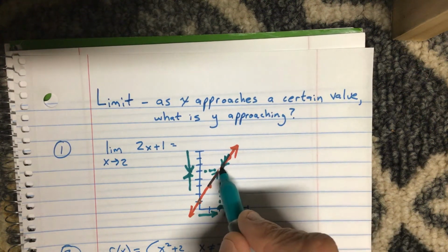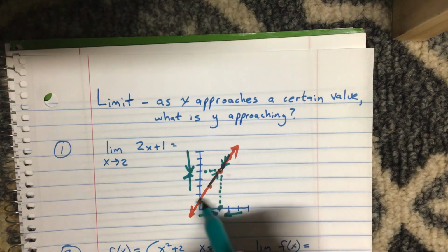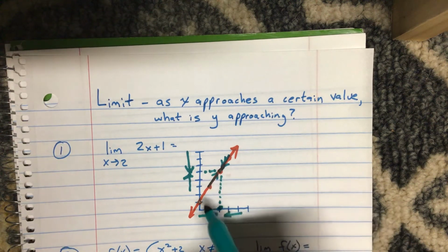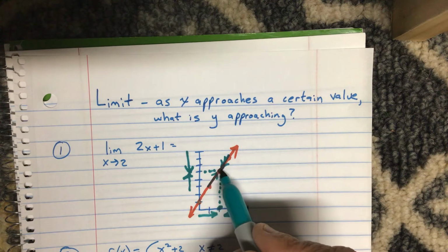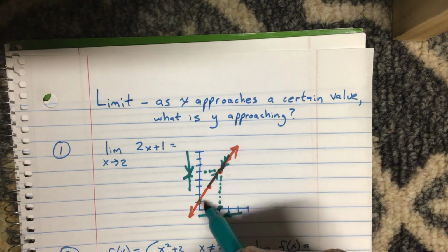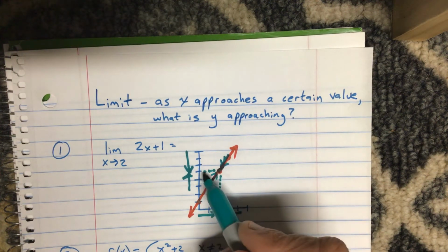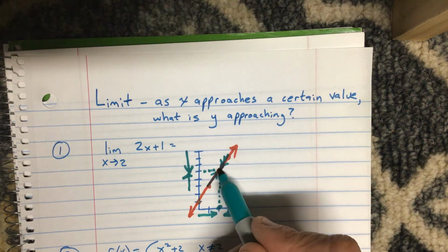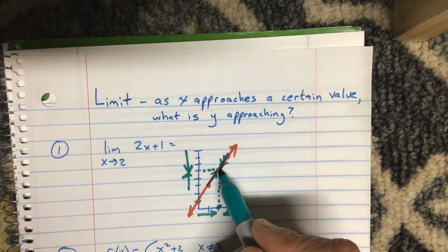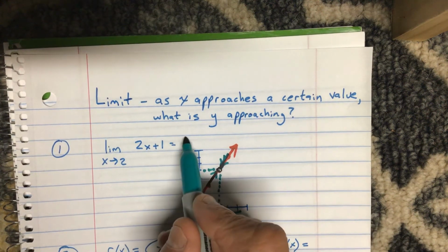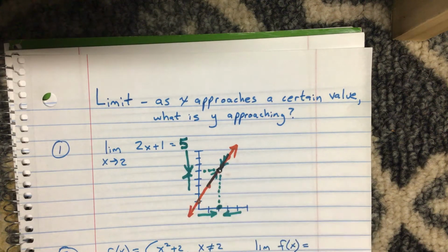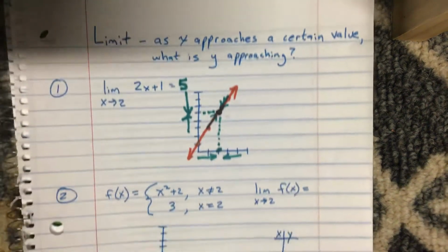And so the answer in this case is 5. 1, 2, 3, 4, 5. So as x gets closer and closer to 2, y gets closer and closer to 5. In fact, it is 5. The actual value is 5, but that's not always the case. So the answer to this question is 5. The limit of 2x plus 1 as x approaches 2 is 5. Okay, I hope that was a good explanation.